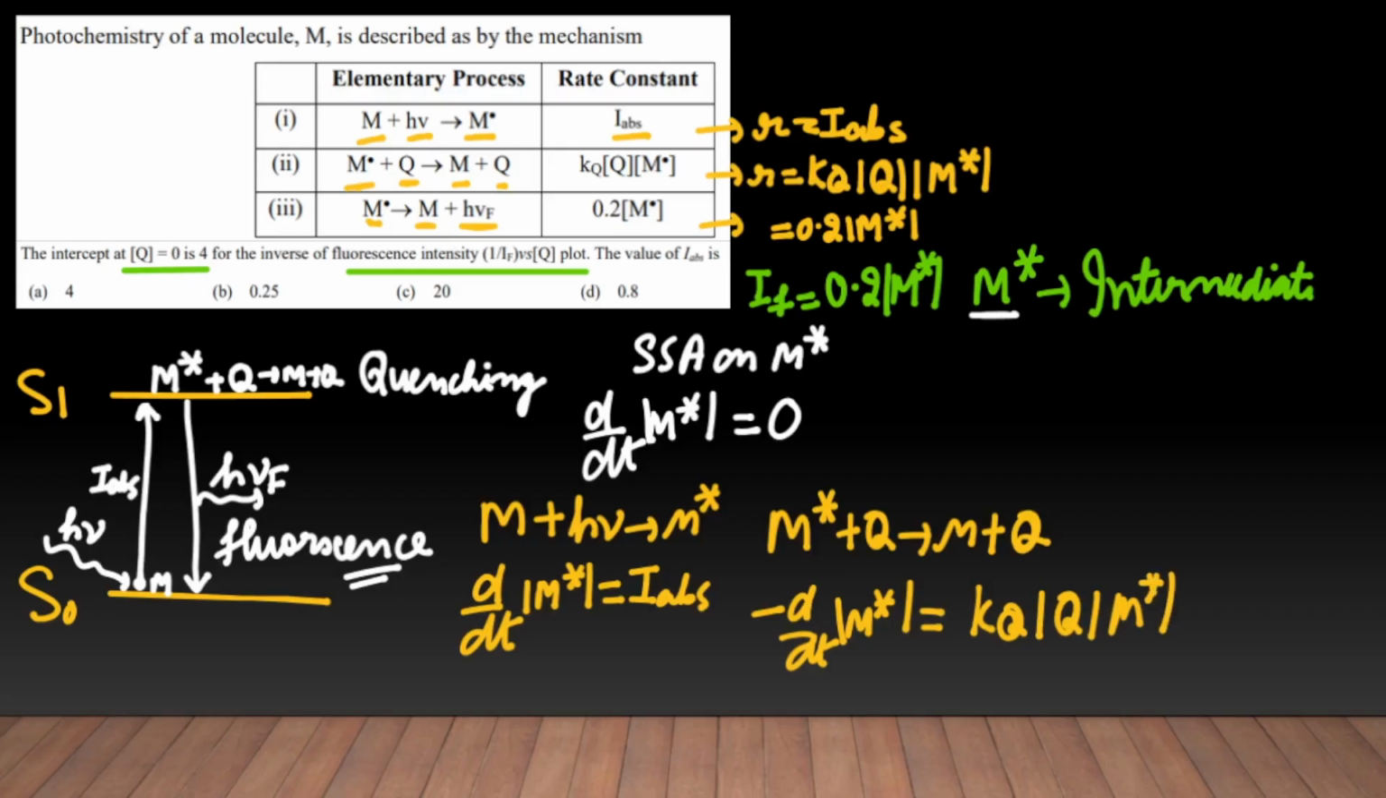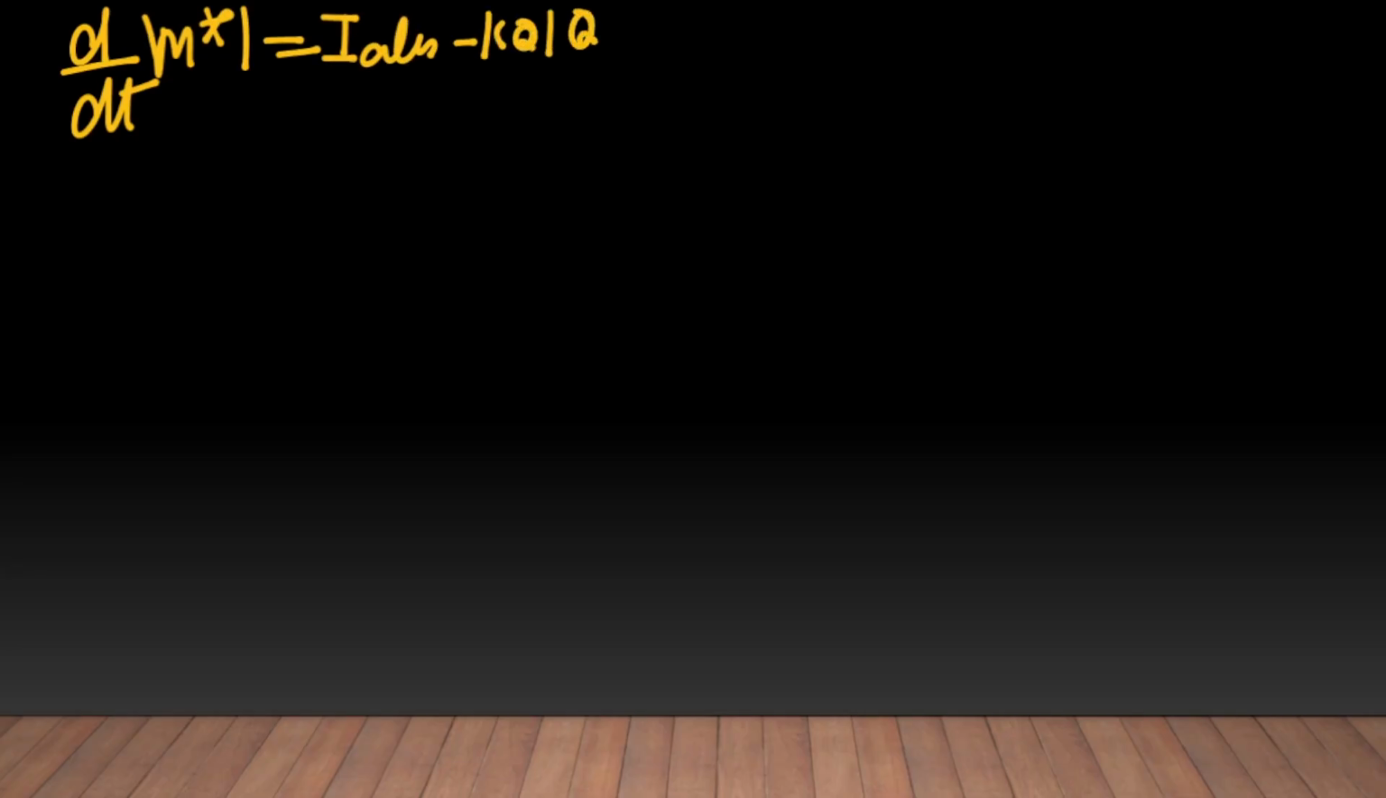And in the third step, M star gives us M plus h nu f. For this, minus d by dt of this M star will be equal to 0.2 into the M star, right? So you can combine all of this and get the value of d by dt of the M star. So d by dt of my M star becomes I observed minus kq times q into the M star, and minus 0.2 times the M star. This is equal to 0, right?